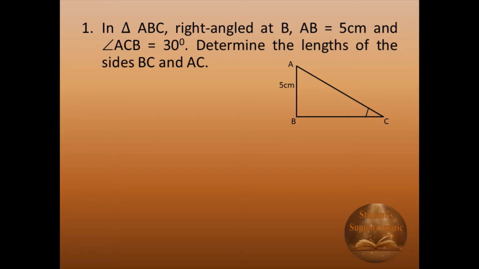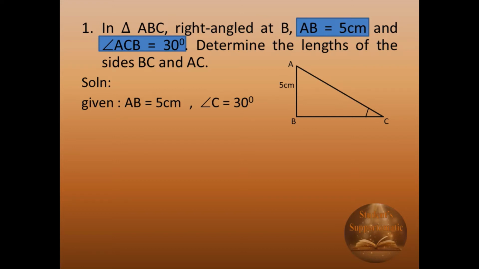So first problem: in triangle ABC, right angle at B, AB is equal to 5 centimeter and angle ACB is equal to 30 degree. Determine the lengths of the sides BC and AC. See the figure. Here the side AB value is given as 5 centimeter and angle C is given as 30 degree, and we have to find the length of side AC and the side BC. Let's start the solution.